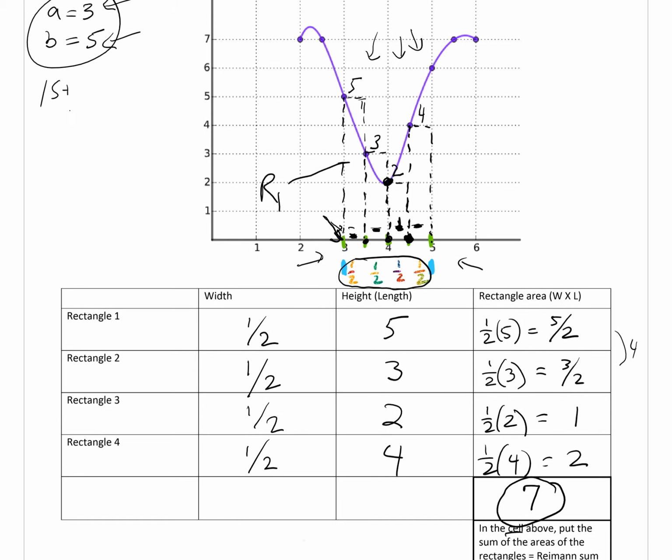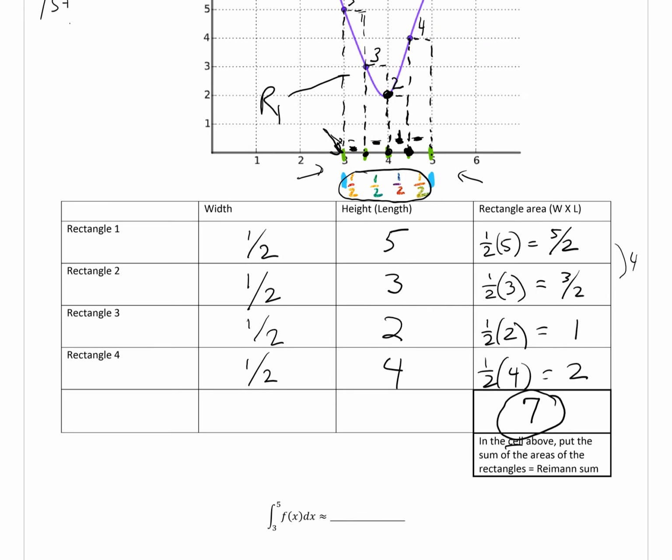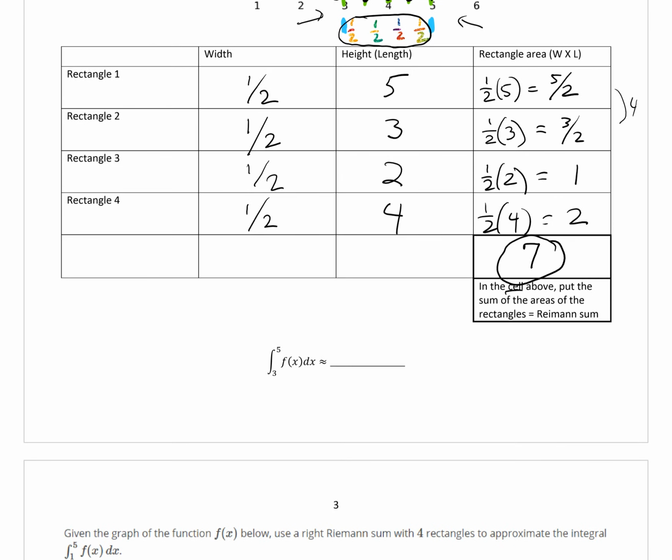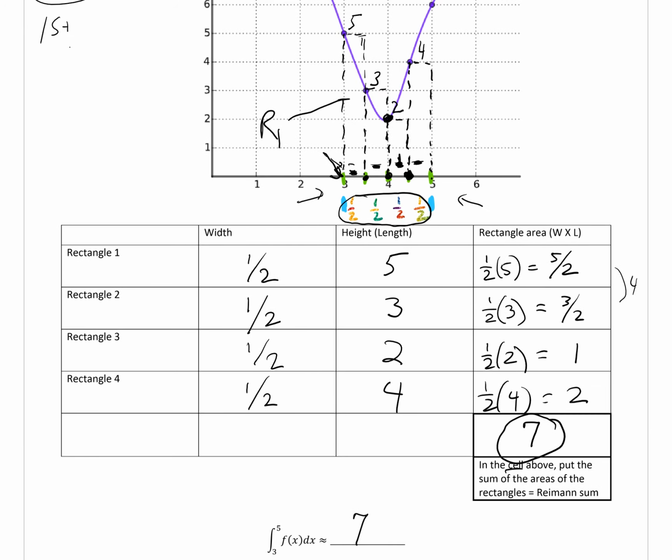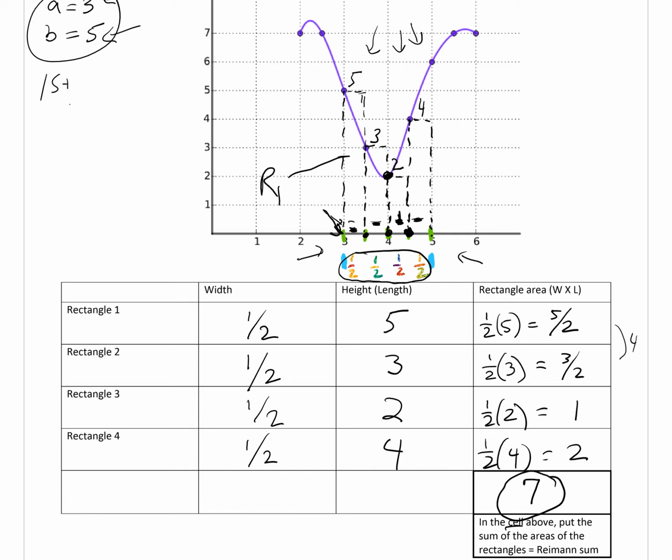So that type of sum is what this whole packet is about, computing. And that's approximately what the value of this integral from 3 to 5 of f of x dx of this function would be. The more rectangles that we use in this construction, the better the approximation would be.